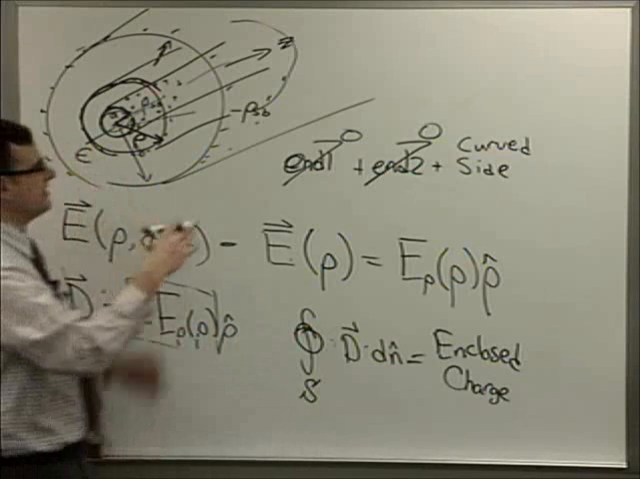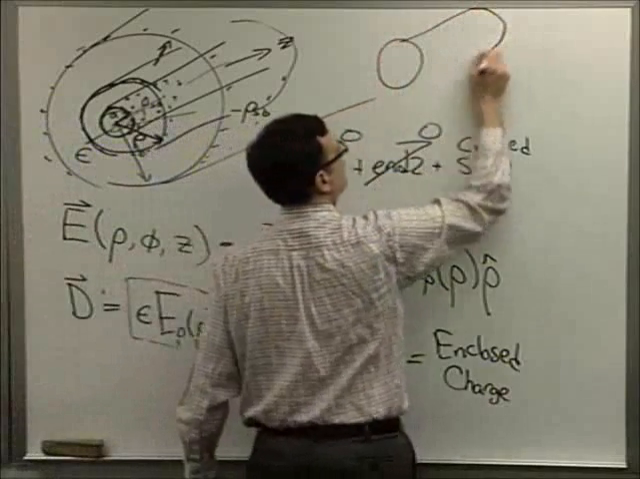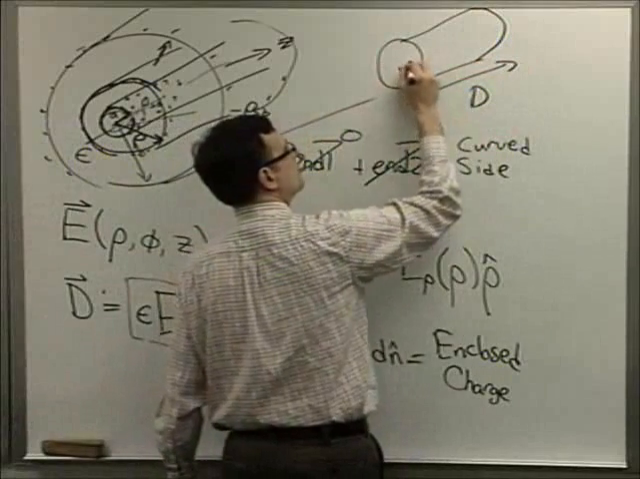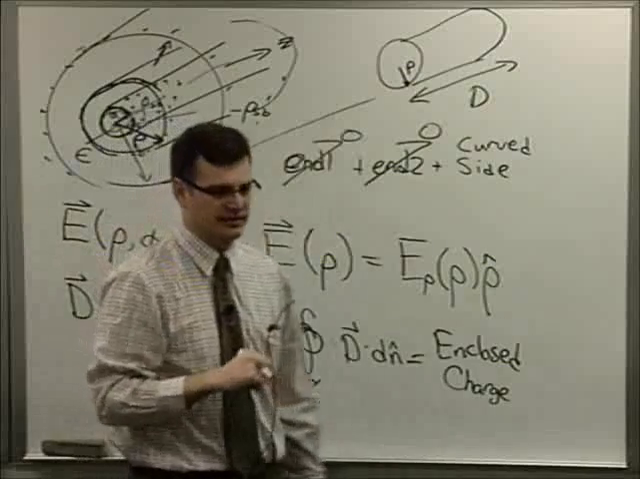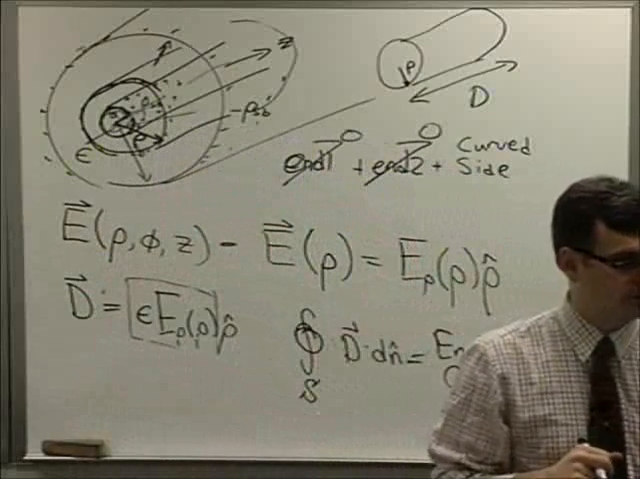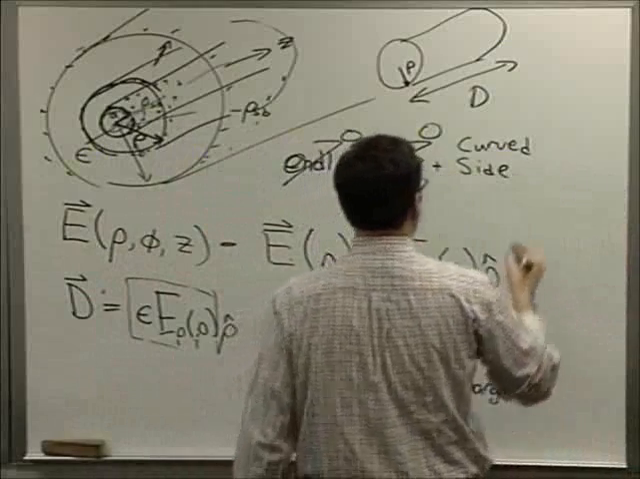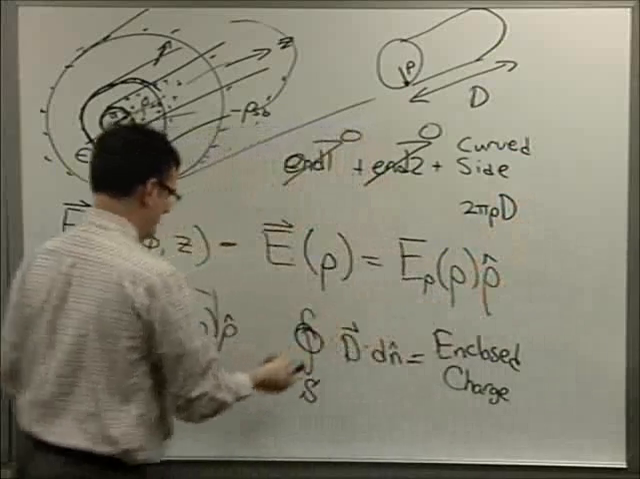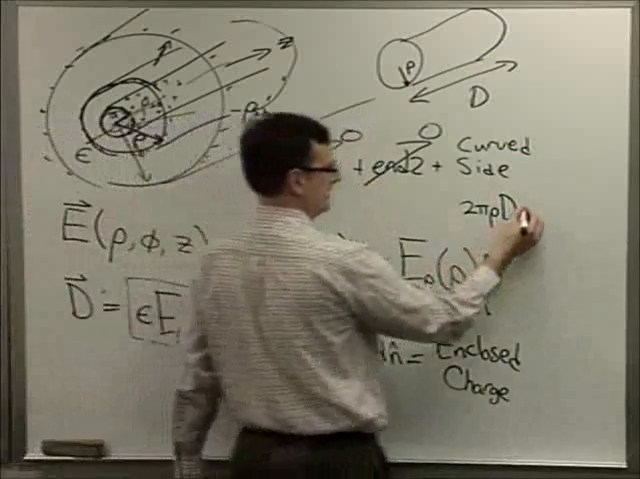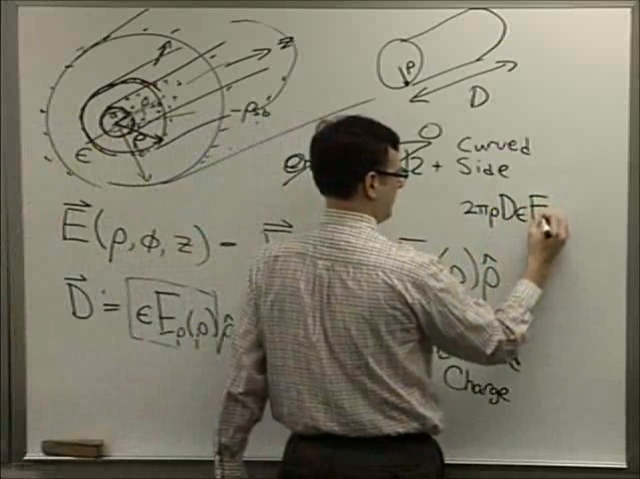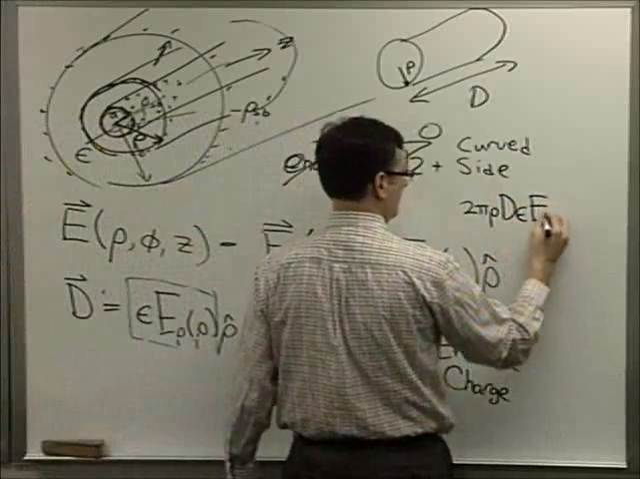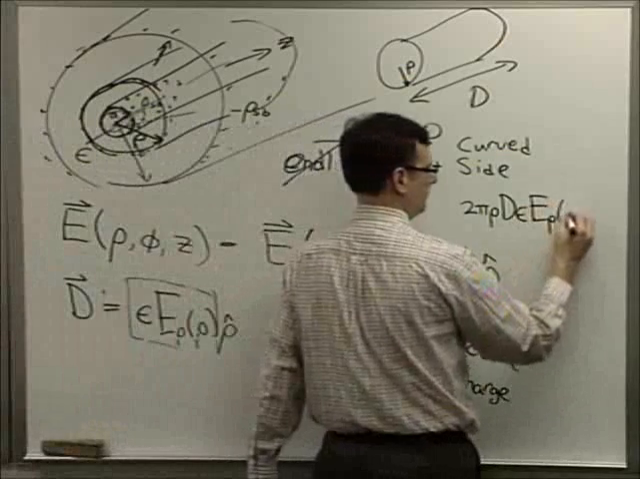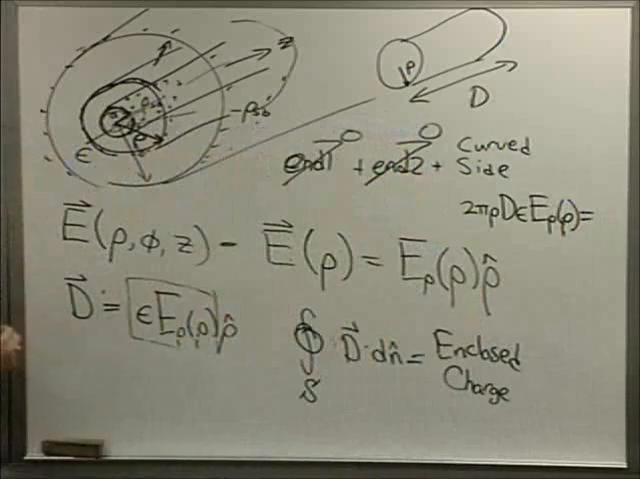So if I have a cylinder of length d and radius rho, what is the total area around that cylinder? 2 pi rho d. Oh, yeah, good. Good job. 2 pi rho times d is the total area. I'm integrating this thing, which looks like a constant over there, epsilon e sub rho, the rho component of e, is a function of rho. And that should be equal to enclosed charge.